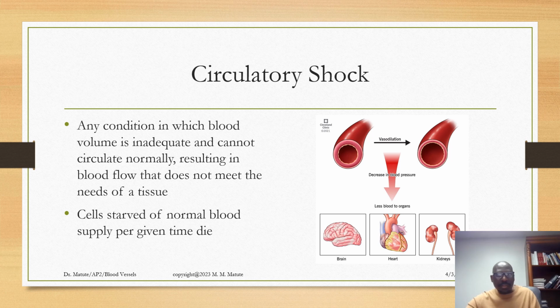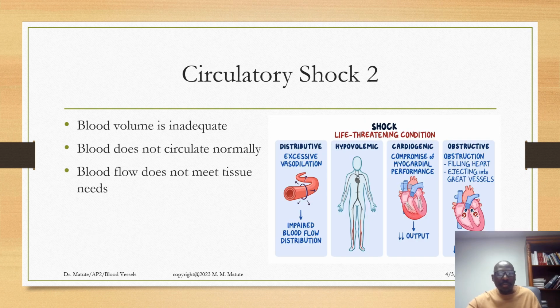Again, we talked about this before. A circulatory shock is any condition in which blood volume is inadequate and cannot normally result in blood flow. So if you don't have enough blood in your system, then it means that blood is not reaching all tissues or all organs adequately, or the appropriate amount is not reaching them per unit time, and that could lead to some very serious problems somewhere down the line.